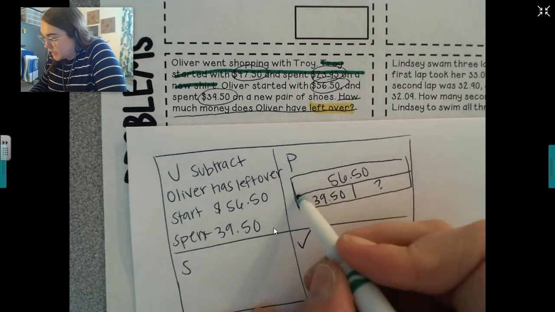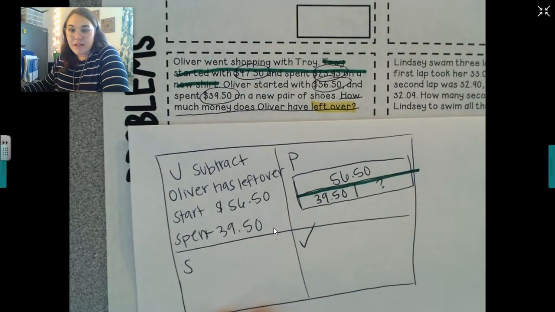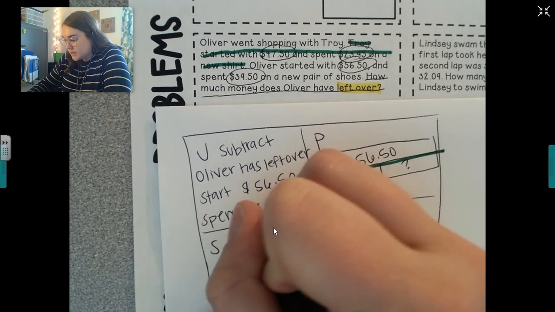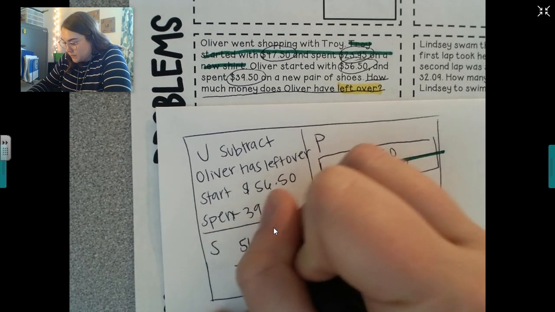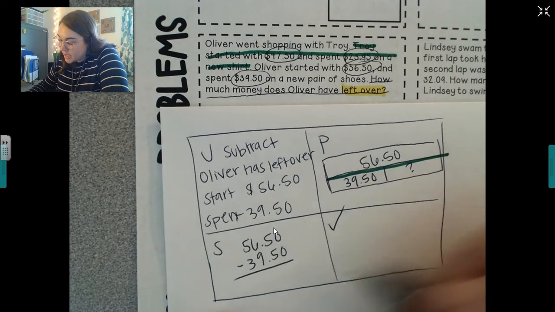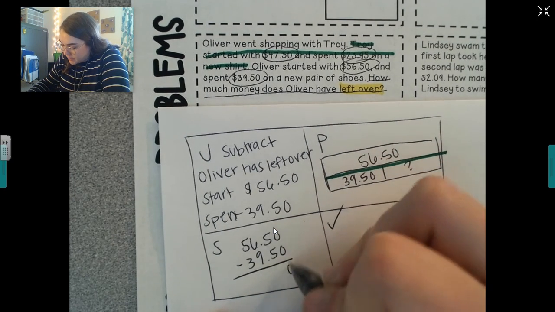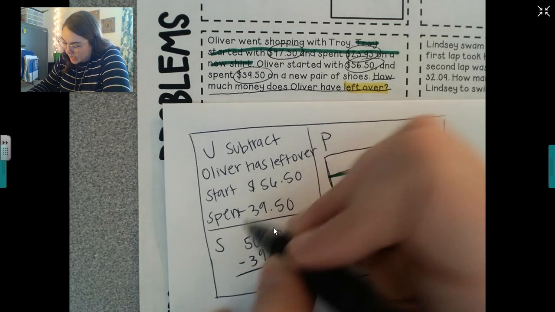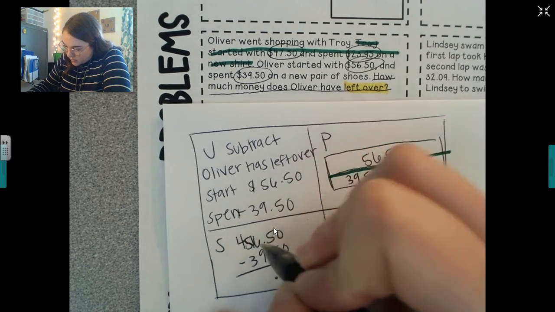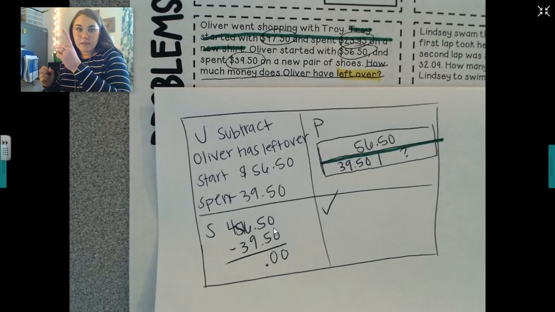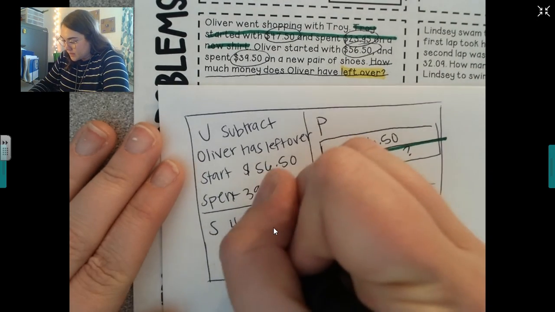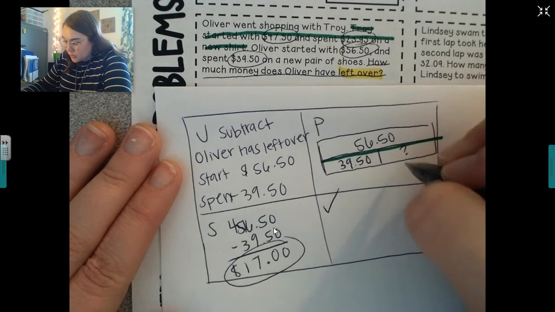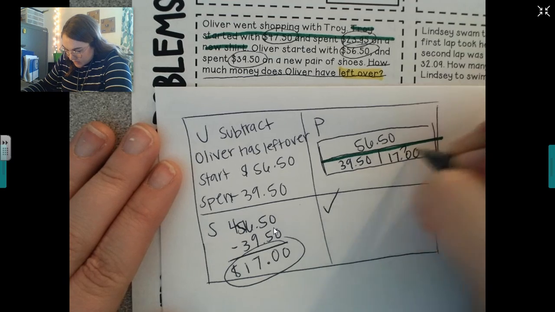So this one's pretty easy. There's only one step, and it's to subtract the two. So you should have taken $56.50 minus $39.50 and gotten your answer. 0 minus 0 is 0. 5 minus 5 is 0. Add my decimal. I can't do 6 minus 9, so I'm going to borrow from next door and do 16 minus 9. 9, 10, 11, 12, 13, 14, 15, 16. Got 7. So he should have about $17 left over. So this would be $17.